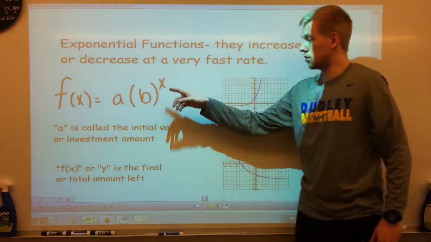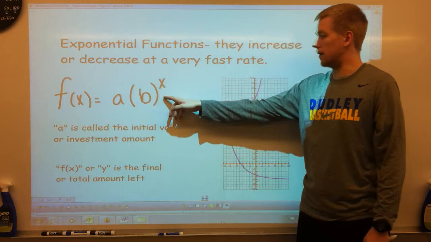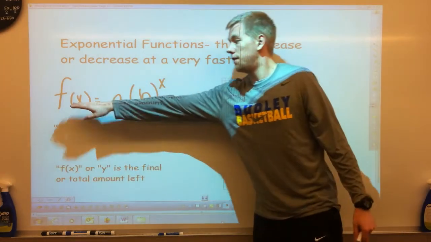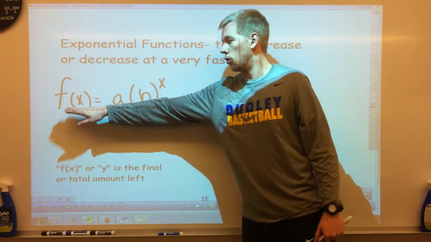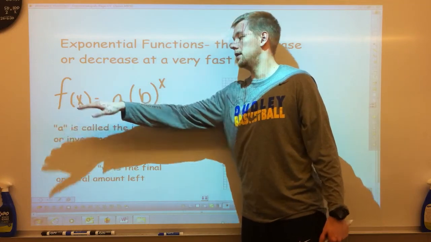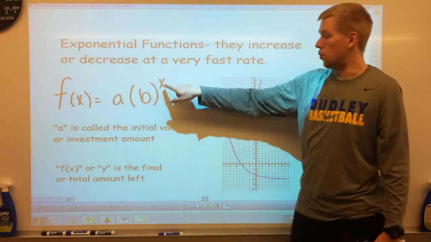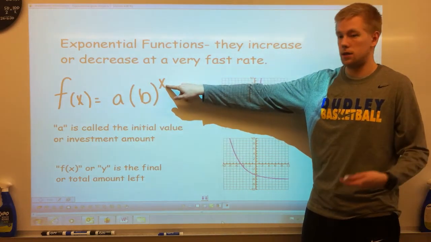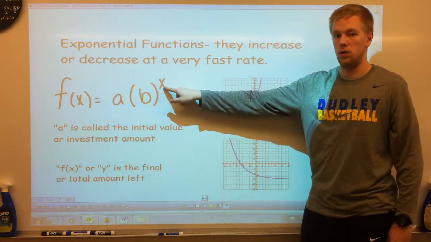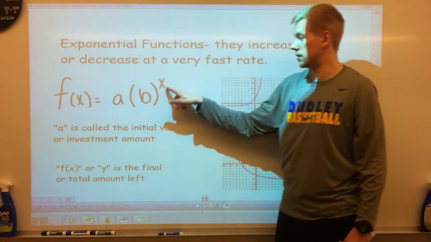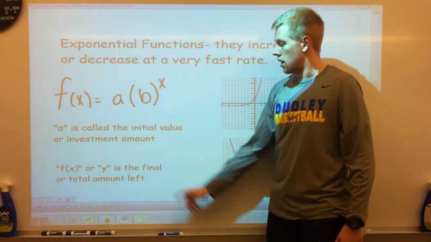This is the actual formula, or the way they write exponential functions. f of x, or we can plug in y. f of x is the function of x, or there could be a y here, as you'll see in the examples, equal to a times b raised to the x power. So now this x is no longer on the bottom, it's raised to the x power, which makes this exponential, because this x is now the exponent. That's why it's called an exponential function.